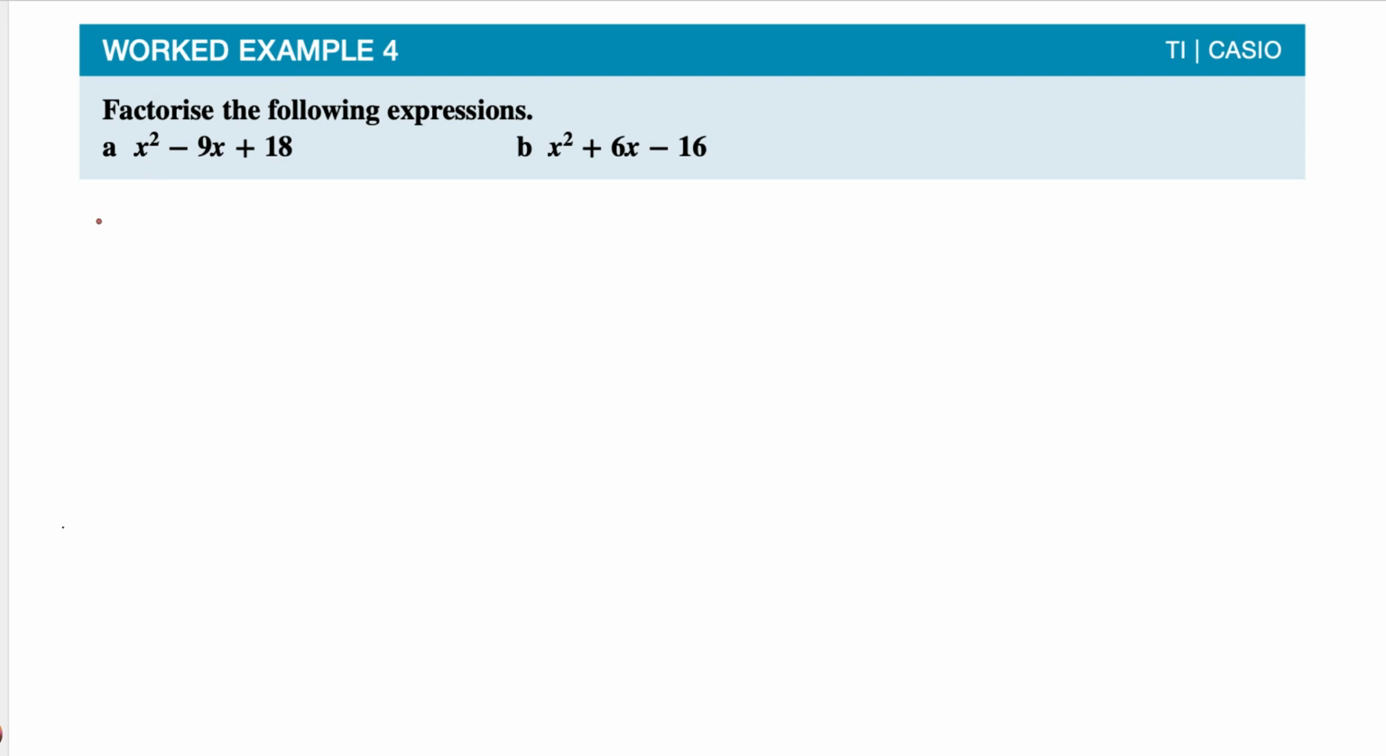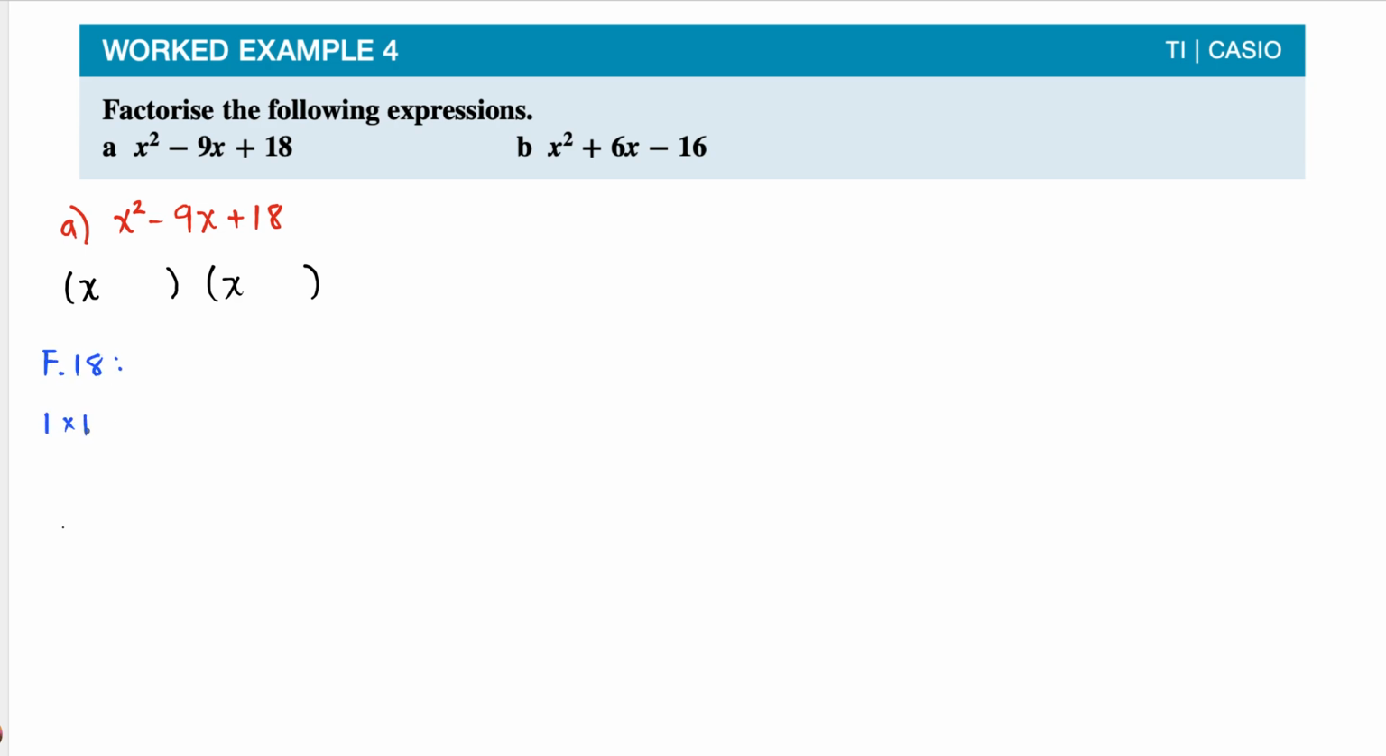Okay, let's do this example here. So A is x squared, take away 9x plus 18. I'm going to open my two sets of brackets, then first term squared, no problem, x. Now let's focus on 18. So what are the factors of 18?